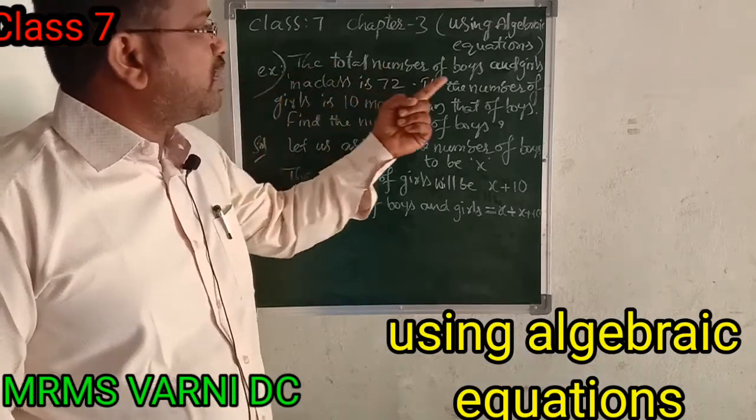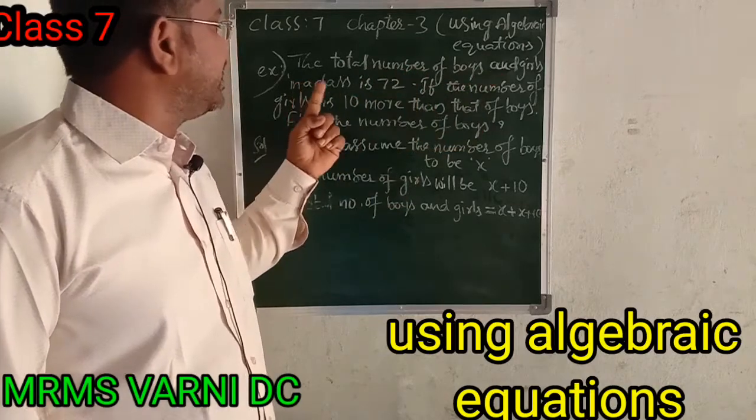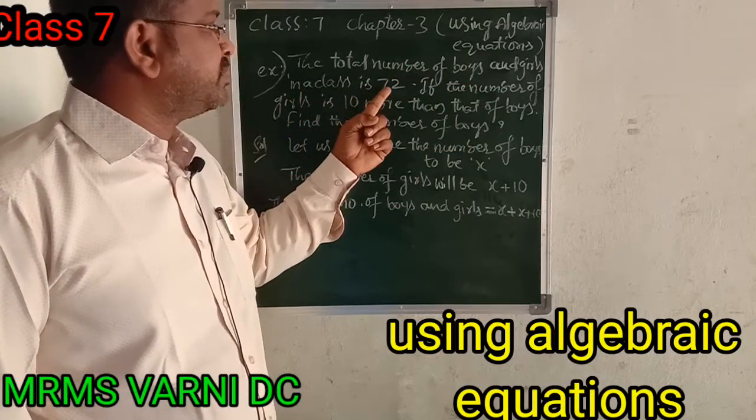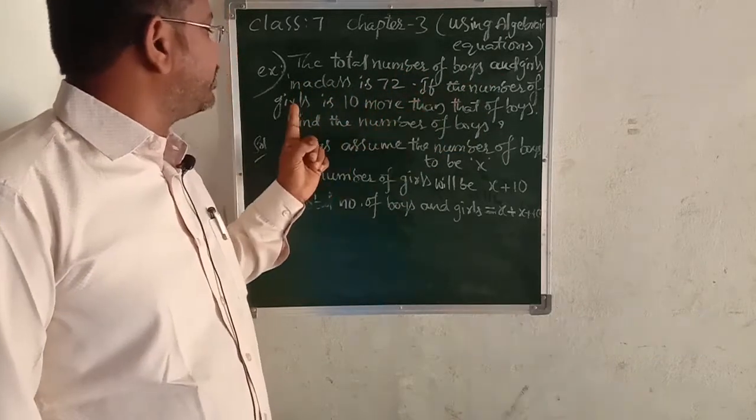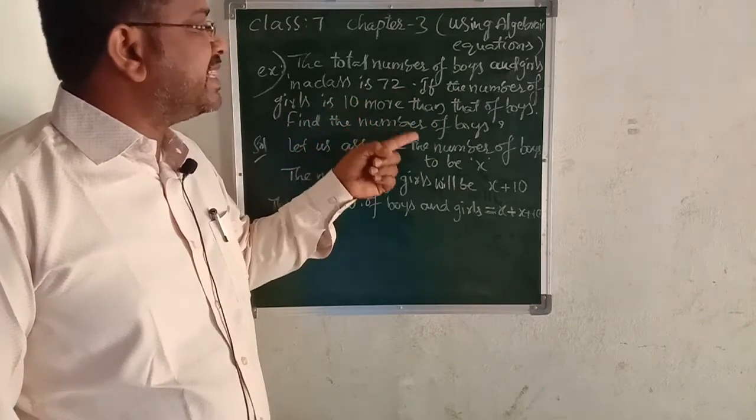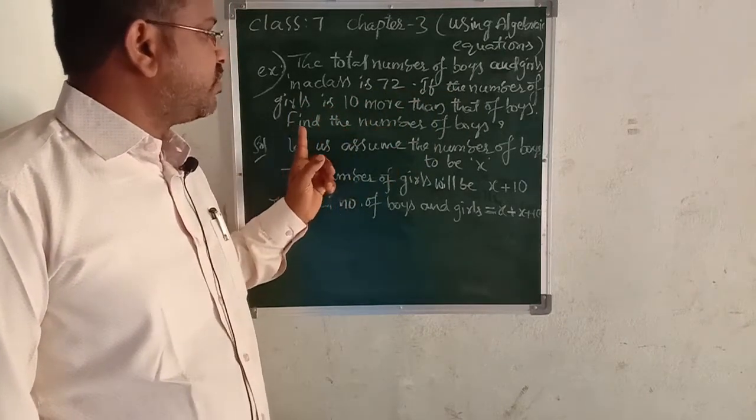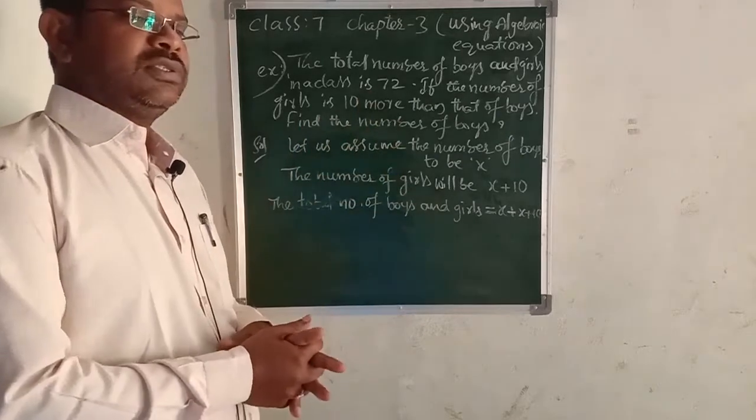To know that, we will consider one example here. The total number of boys and girls in a class is 72. If the number of girls is 10 more than that of boys, find the number of boys.